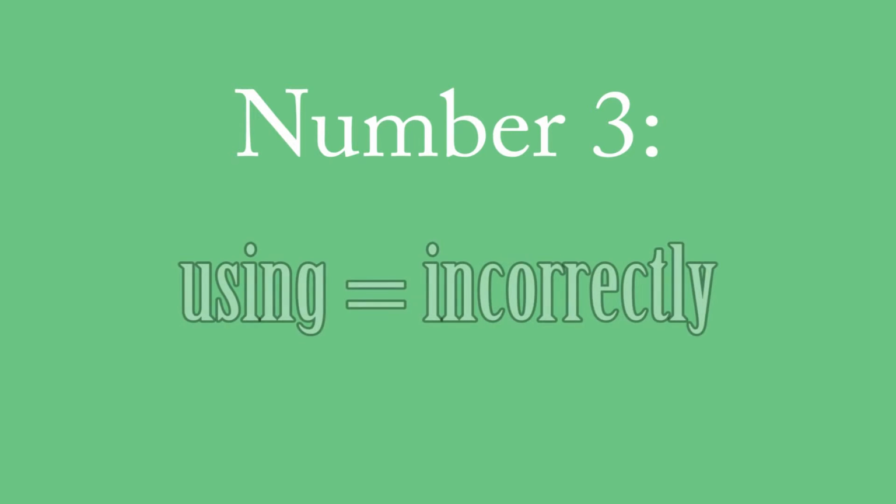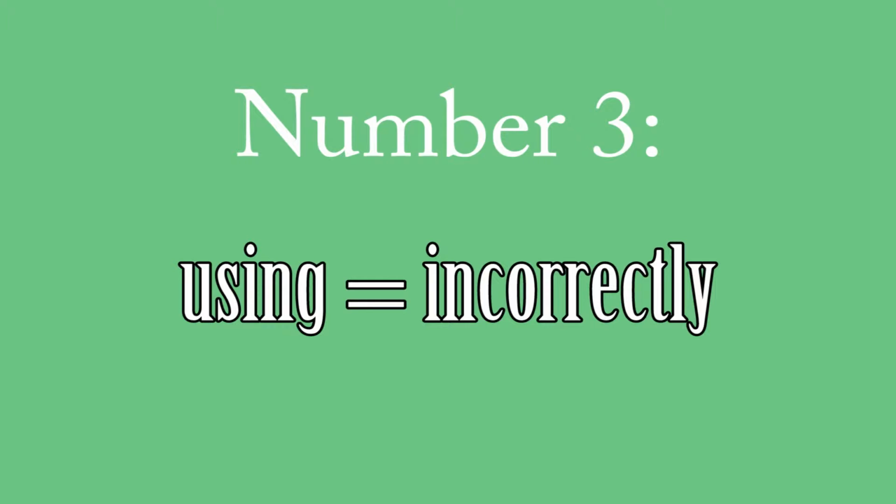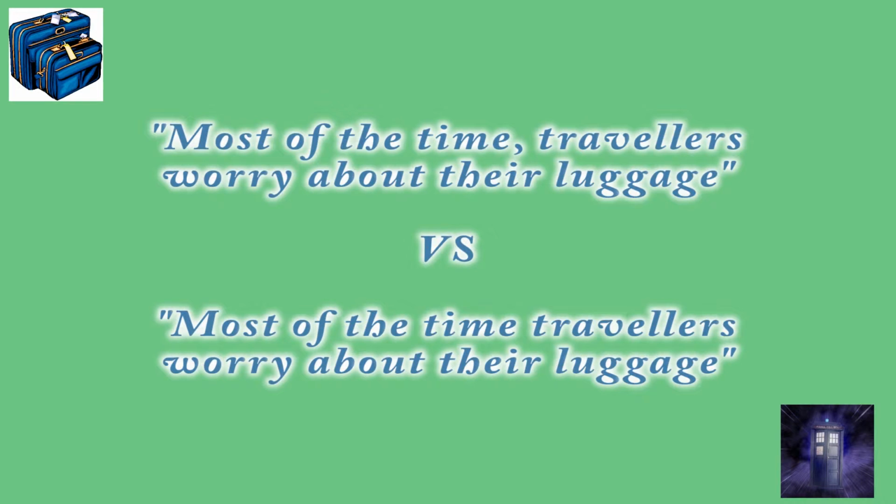In at number 3, using equals incorrectly. What does equals mean? It means literally that. Equal to. Maths is a bit like a language, so you need to get your grammar right. If you don't, it's similar to not putting a comma. It could totally change the meaning of the sentence.